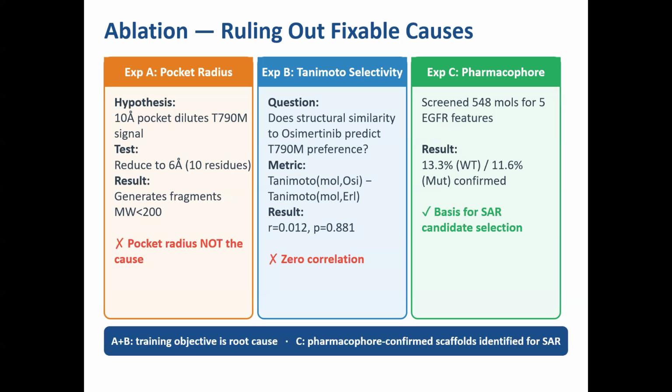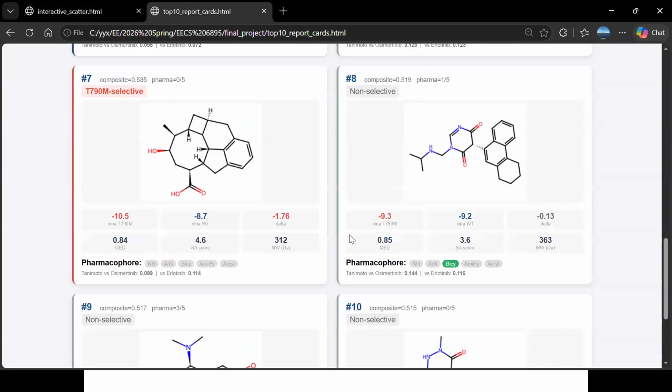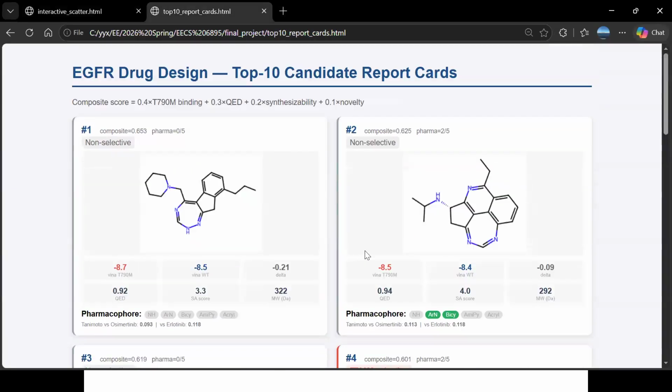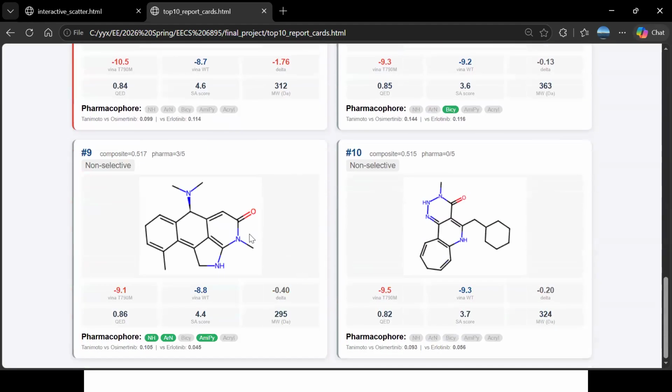But experiment C identified pharmacophore-confirmed candidates. They are my SAR starting point. So here's my demo B, which shows the top 10 candidates as report cards. Each card has a structure, binding scores, and pharmacophore badges. You can see card number 9 here. The NH, aromatic ring, and aminopyrimidine are all lit. That combination flags SAR responsiveness and is exactly why we run CN substitution on this scaffold.